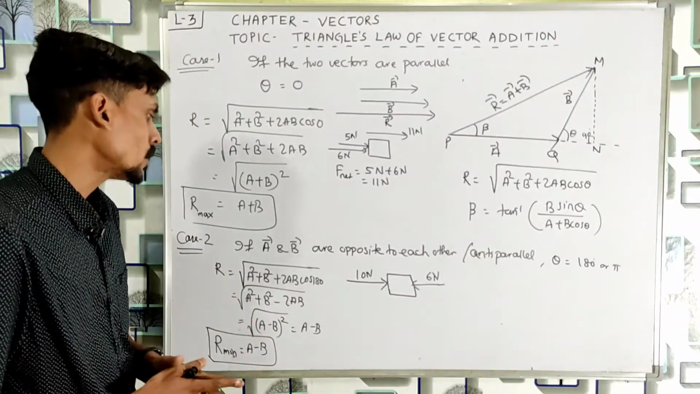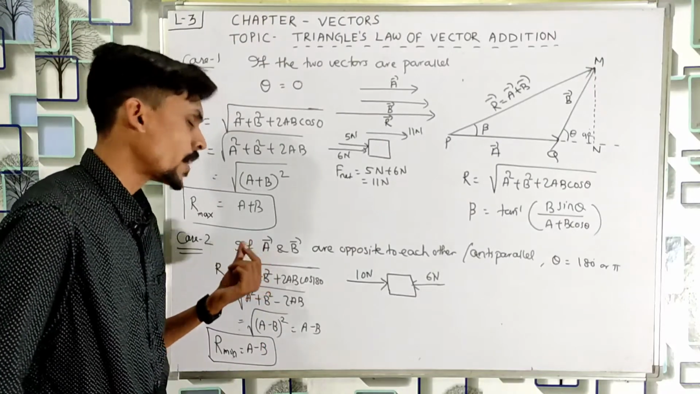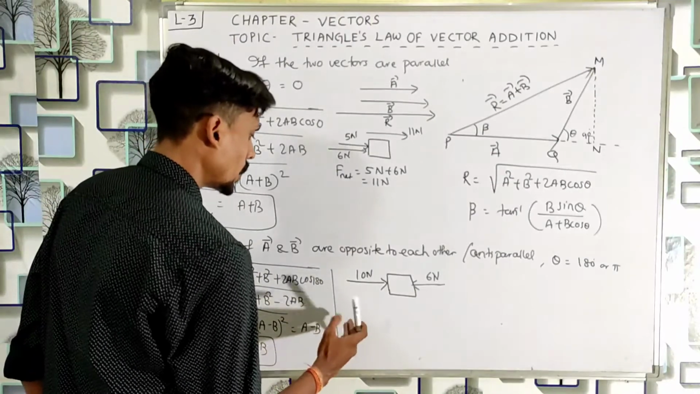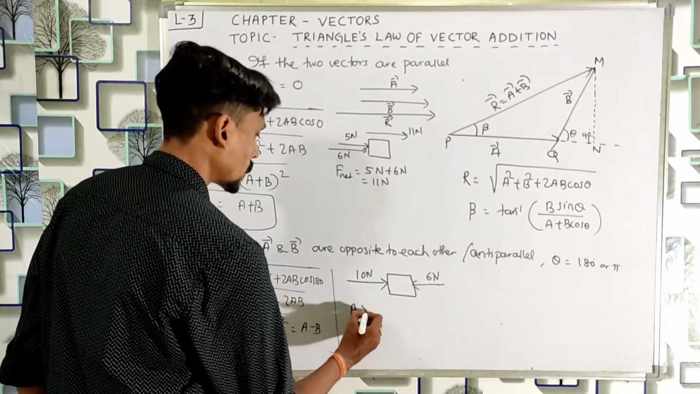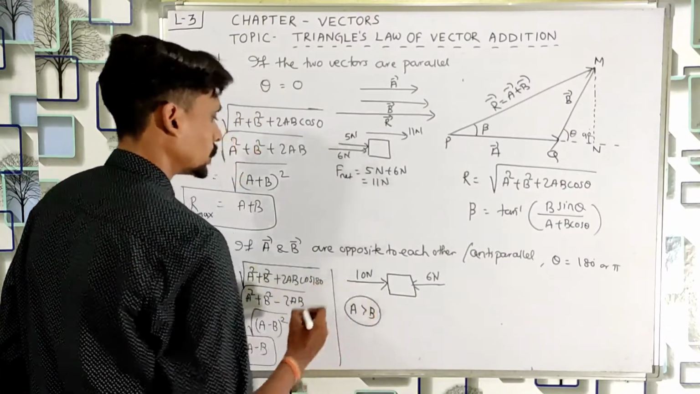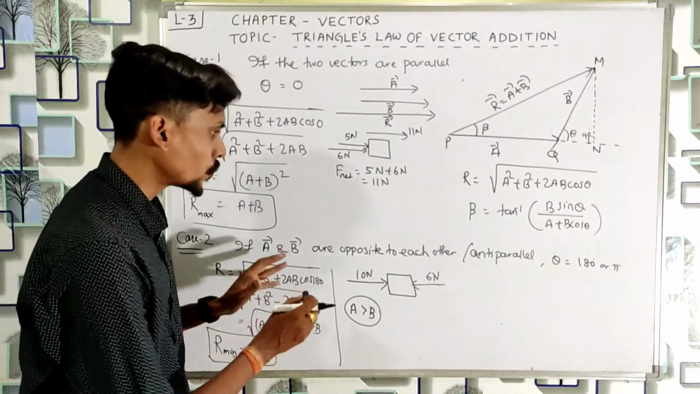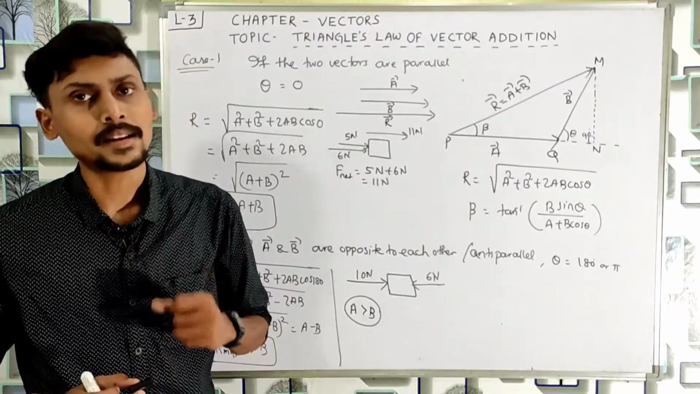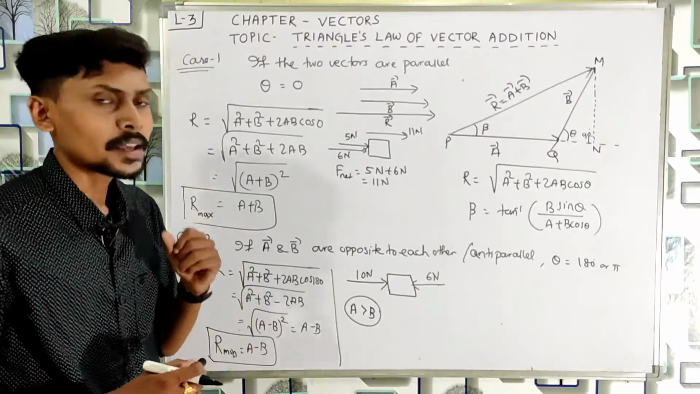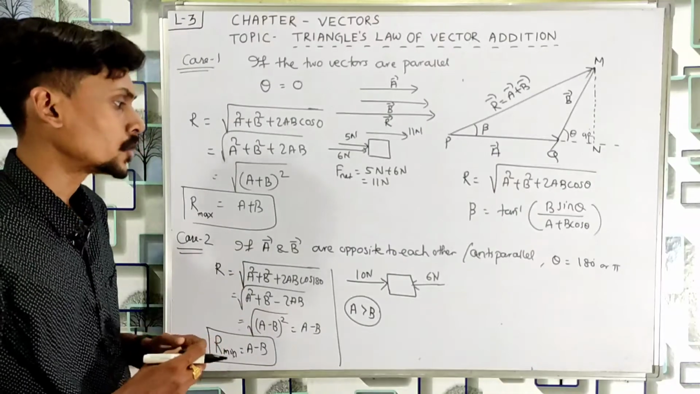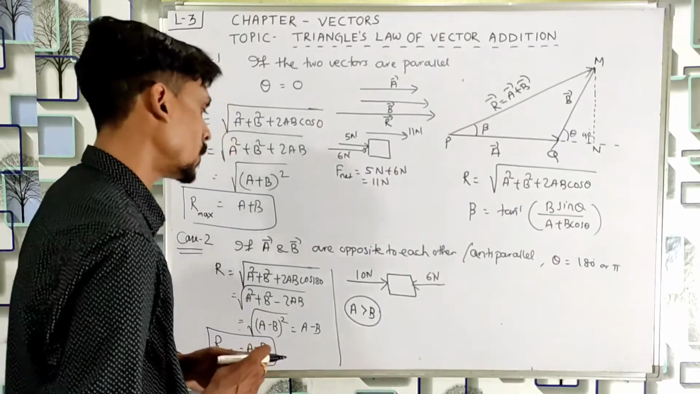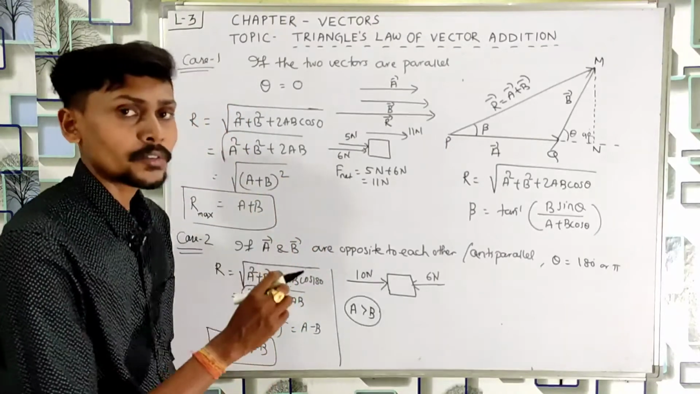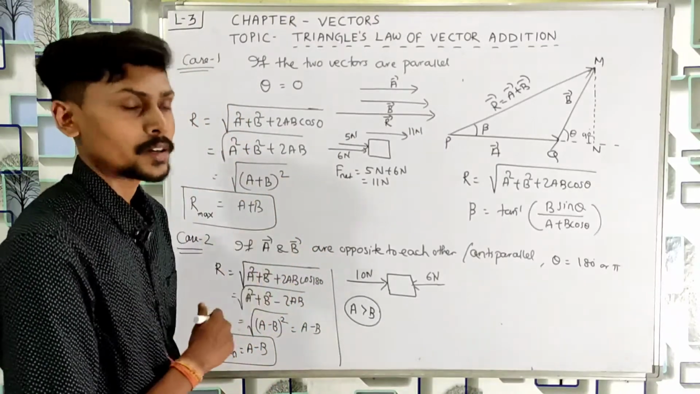Assume that the magnitude of vector A is greater than the magnitude of vector B. Then in this situation, what will be the angle, or what will be the direction of the resultant vector? The direction of the resultant vector will be along the direction of the larger vector.